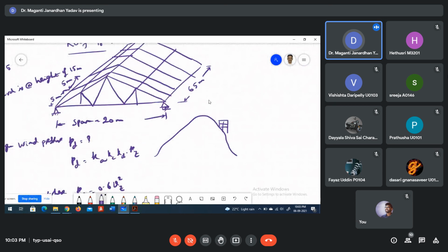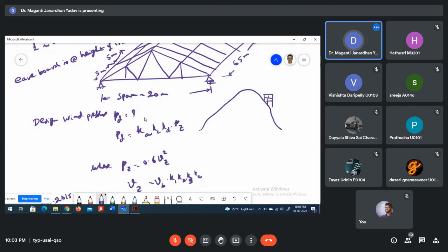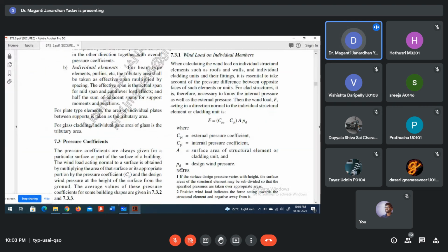See, he has given this building some 65 meters. If the spacing of trusses is not given, please assume it as 5 meters approximately. And if the span is also not given, take it as 20. What we have to calculate in the problem is PD, the design pressure, because that is required to find out the forces on the individual members: external pressure minus internal pressure into surface area into design pressure.